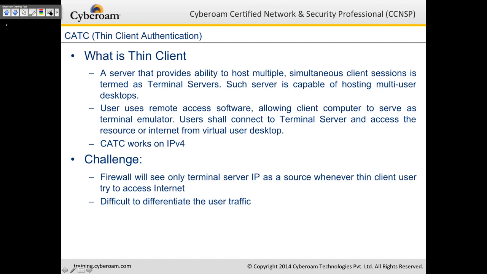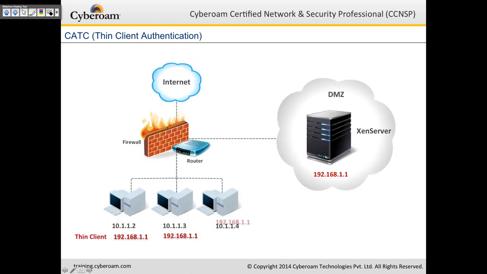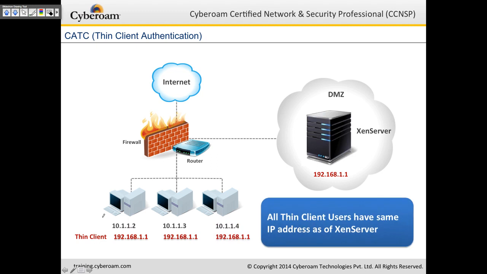What is the challenge? Firewall will see only terminal server IP address as a source whenever thin client user tries to access internet, and it's very difficult to differentiate the user traffic. And there is a small gotcha which I didn't cover yet. CAT-C works on IPv4 only as of now. So let's have a look at the challenge of thin client authentication. So all these users are having these IP addresses and they log into the terminal server and go online through Cyberoam to the internet. But what the Cyberoam sees is the IP address of the terminal server because all these users are logging into the terminal server.